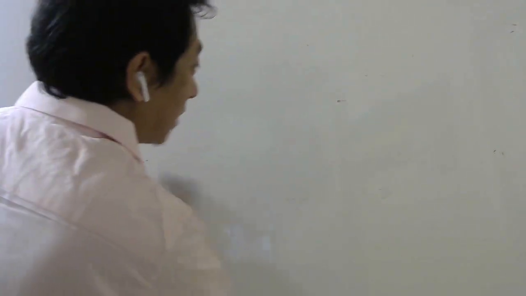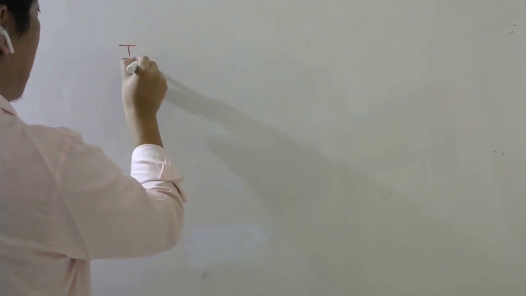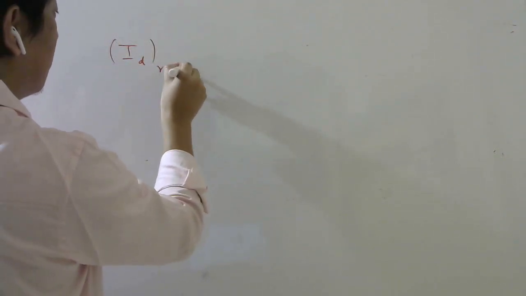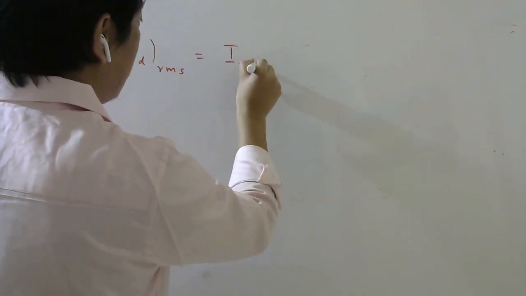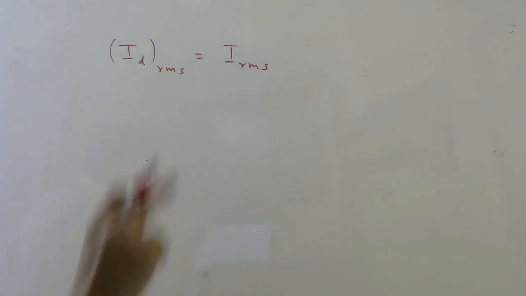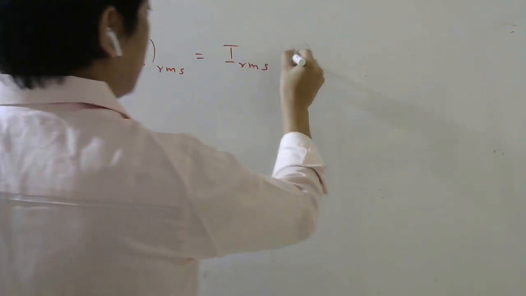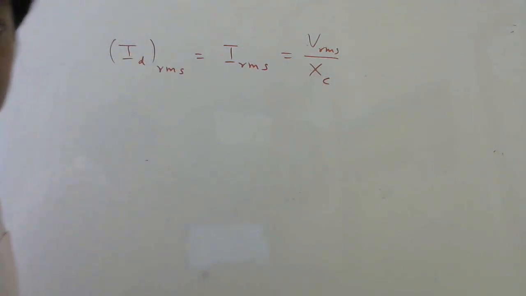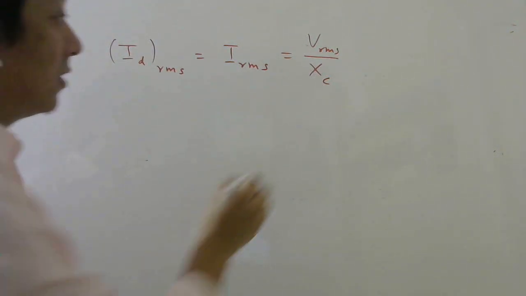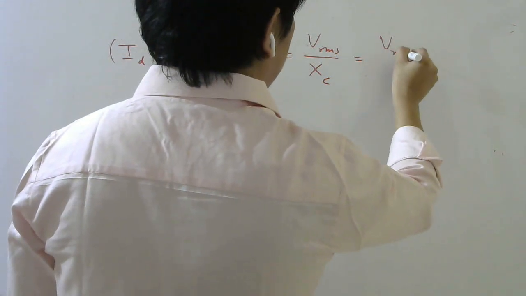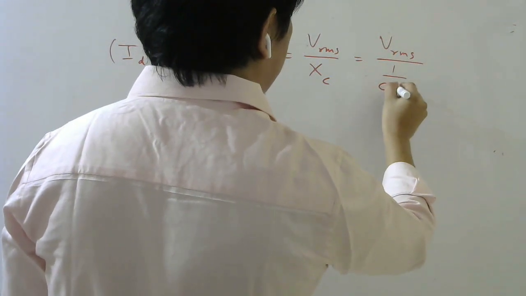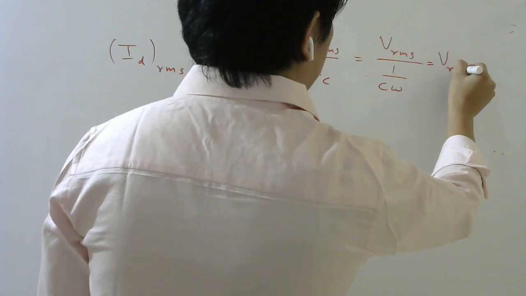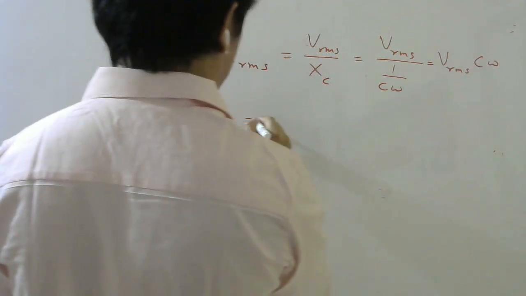So first let us do the first part. There is only capacitor here, no resistor they have mentioned. So first they want RMS value of displacement current, which I will consider as RMS value of conduction current in the circuit, which we all know is Vrms by XC, because there is no resistor, no inductor, and this I can write as 1 by C omega. So Vrms C omega. Okay, students.